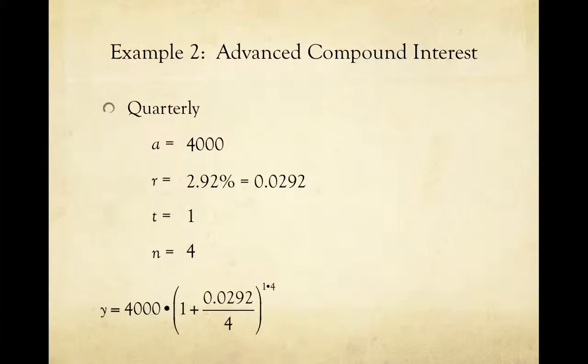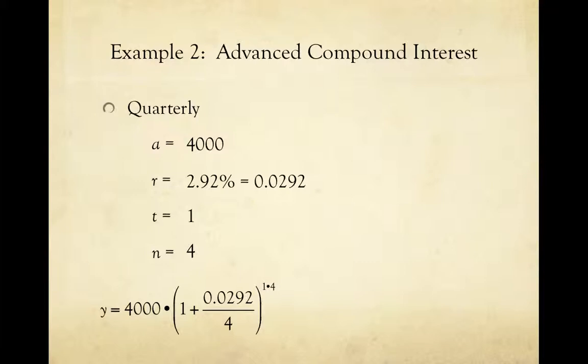So when we substitute all of that into the advanced compound interest formula, we've got our 4,000 here for initial amount. We still have our 1 here, but now we're taking the r divided by 4 so that this represents the rate per quarter. And then since we're compounding quarterly, in 1 year's time, we're actually compounding 4 times. So we need to take the 1 times the 4 up here to get the total number of periods that we're compounding.